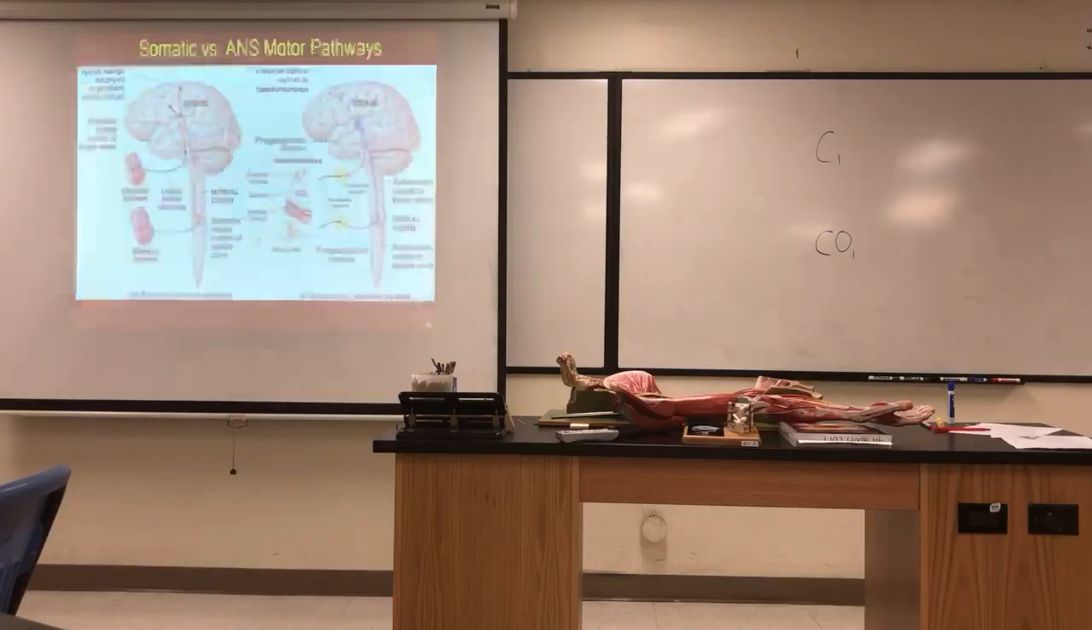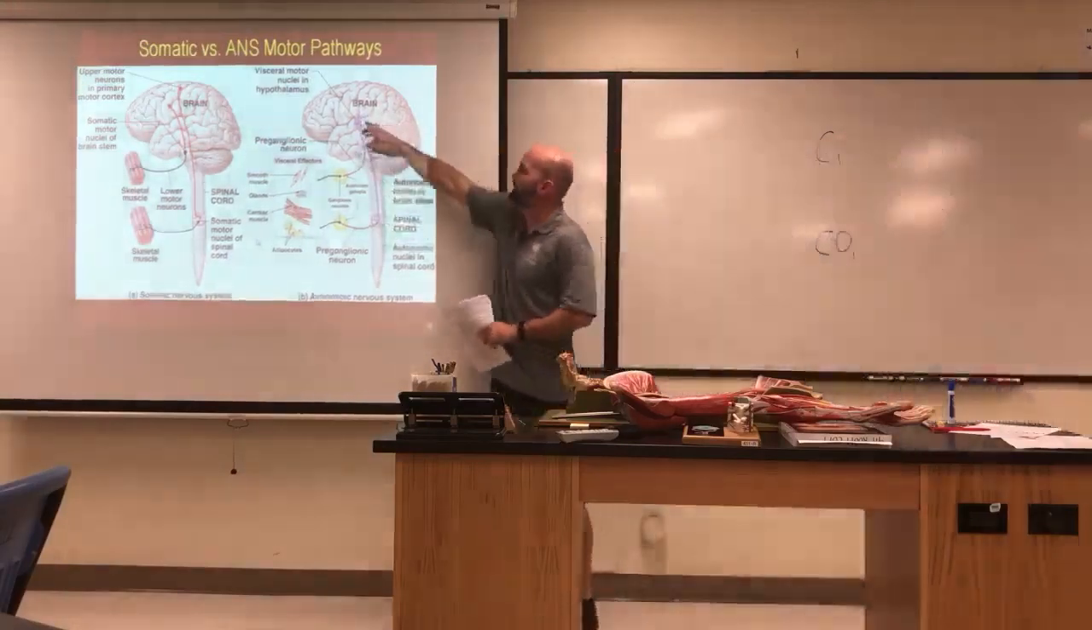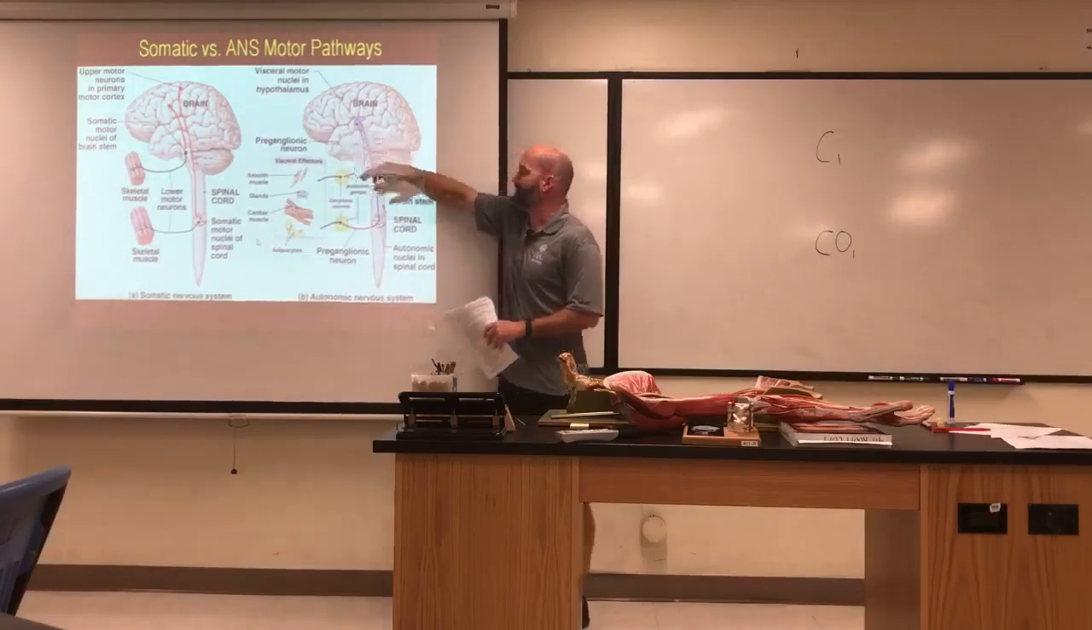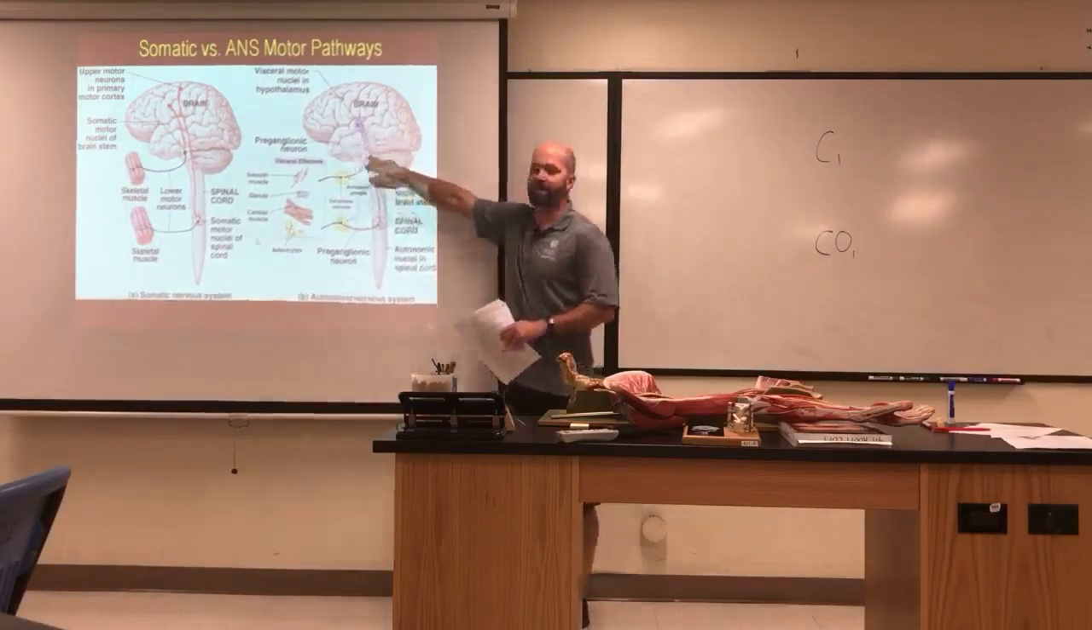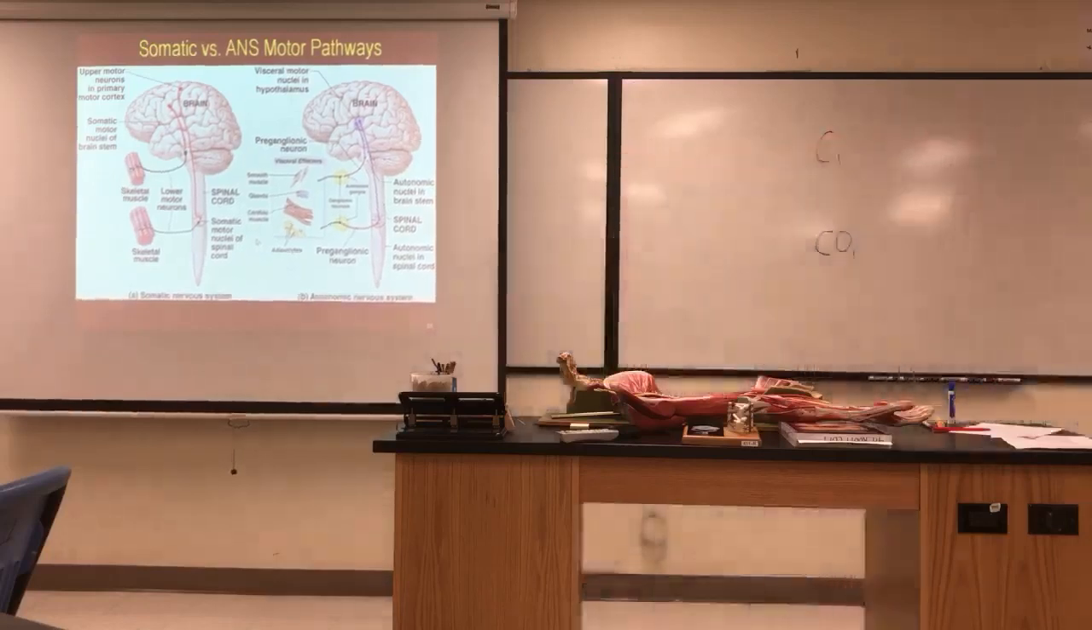The origin, I think I already mentioned this, of the equivalent of the upper motor neuron for the autonomic division, it's originating either in the hypothalamus or nuclei within the brainstem, like the cardiovascular centers in the medulla, for example.